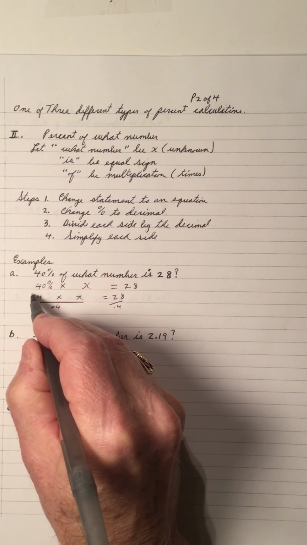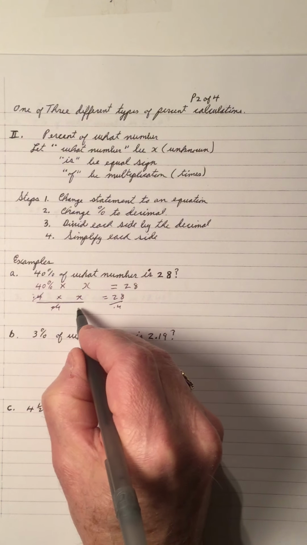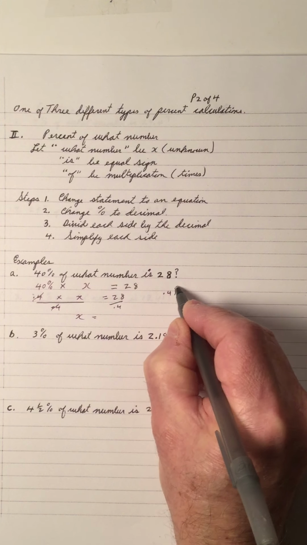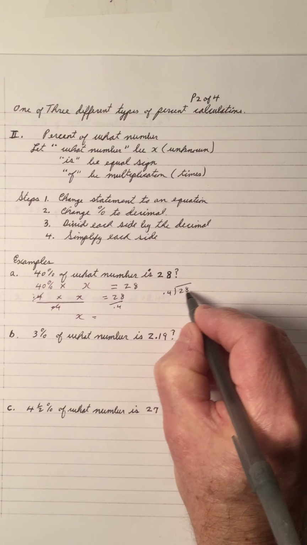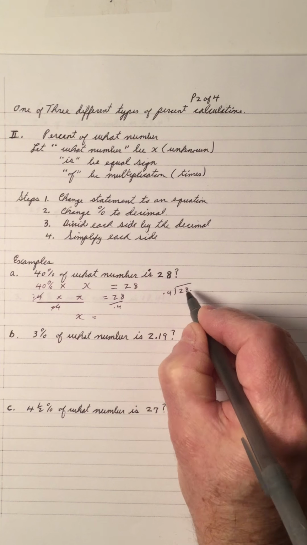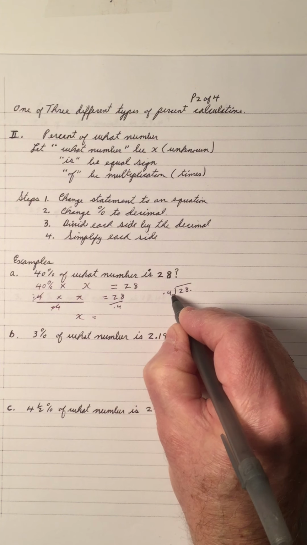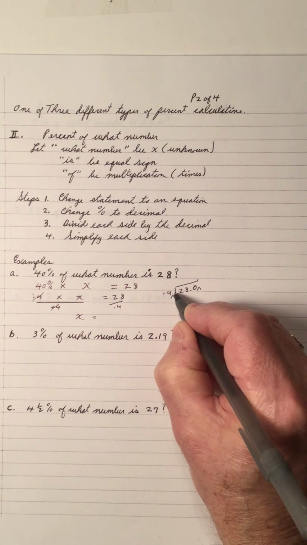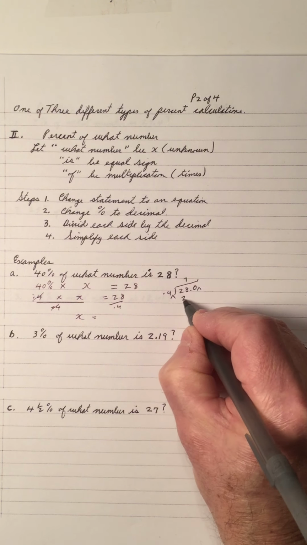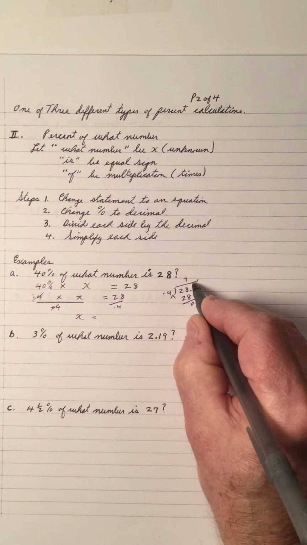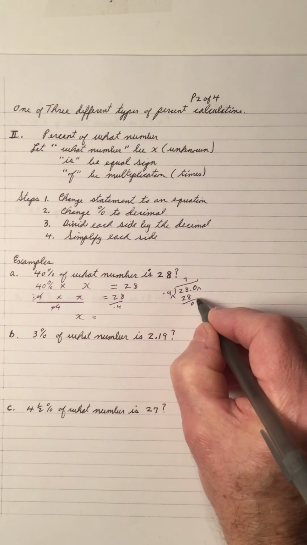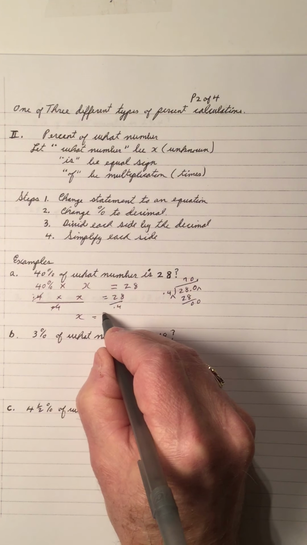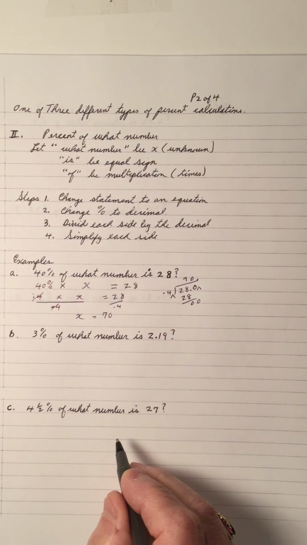That means the 0.4s cancel out, give you 1 each, so 1 times x is x. And 0.4 divided into 28. The decimal place on the 28 is to the right, and I've got 0.4, so I move it one place in my divisor, and one place in my dividend. 4 into 28 goes 7, 4 sevens is 28, subtract, you get a 0. Bring down your 0, 4 into 0 goes 0. Remember, you have to keep going until you get to the decimal place. So 70 is the answer.